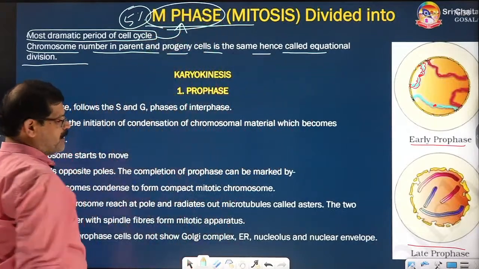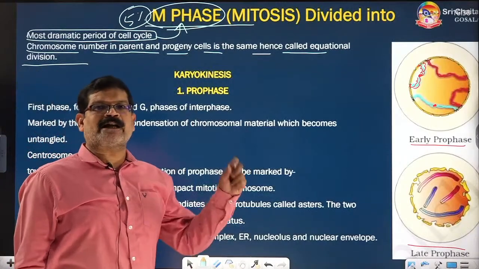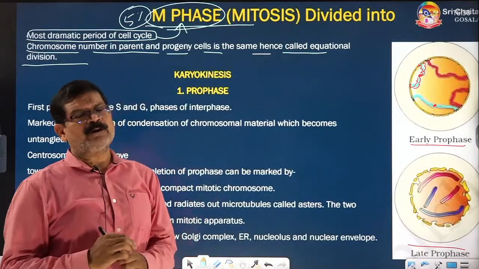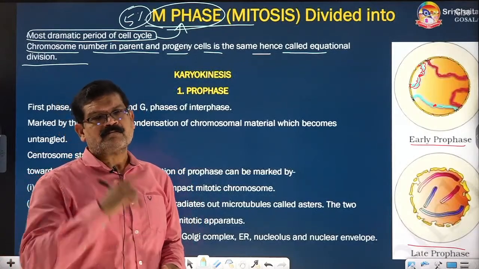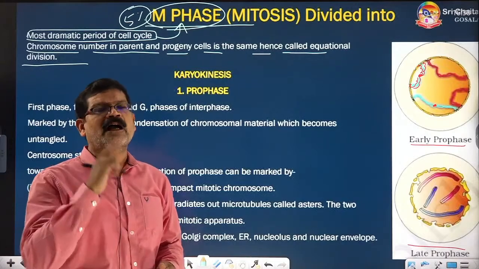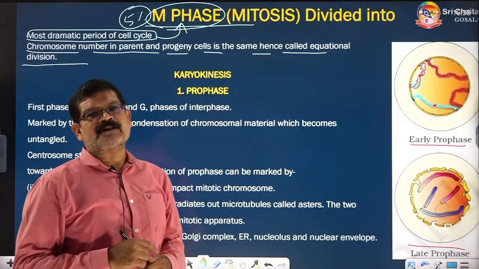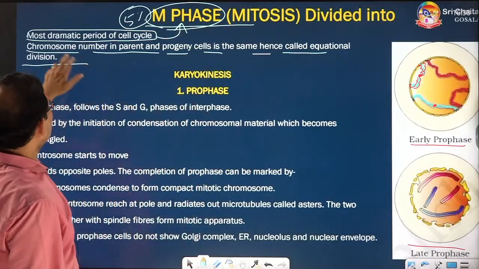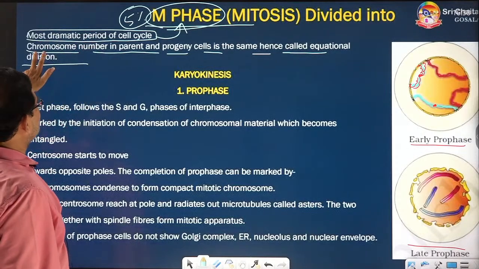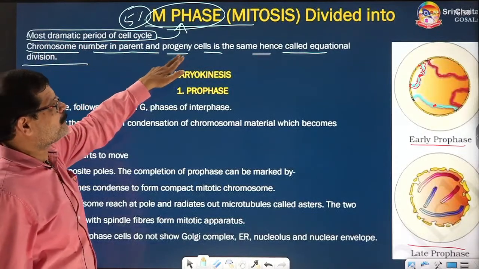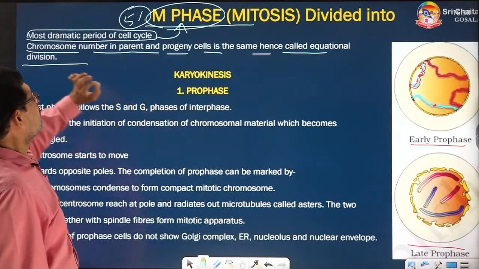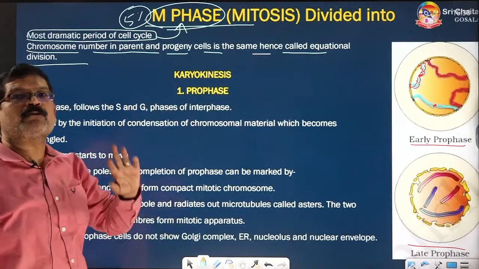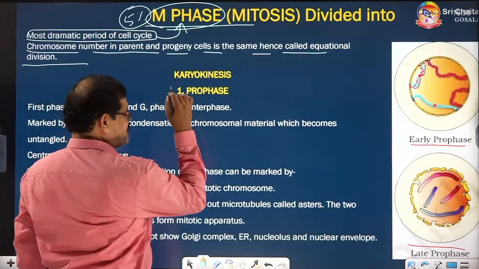In the M phase, we are going to discuss the first stage called mitosis. Under this mitosis, two important events will be happening. One is called interphase, another one is called M phase. M phase is where the actual cell divides, and this is considered the most dramatic period of the cell. The chromosomal number in the parents and progeny cells is the same, hence called equational division. This M phase is divided further into 4 stages, of which the first one I already said here.